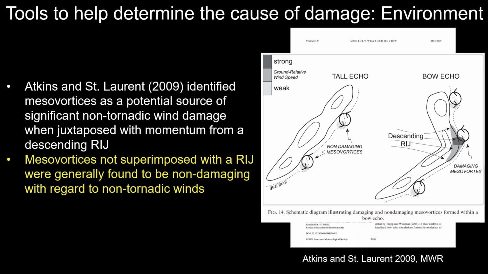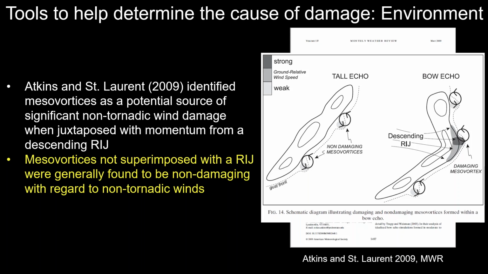So if you don't have a rear inflow jet, the case on the left in their figure from their 2009 paper, you notice that there's no descending rear inflow jet going into the back of that part of the line. And you notice that in the modeling, these mesovortices that formed were much weaker. They determined they were likely to be non-damaging in nature. So it's not just the presence of the mesovortex that's important to getting this non-tornadic wind damage mechanism associated with QLCSs and mesovortices themselves. It's really important to have the juxtaposition of the descending rear inflow jet.